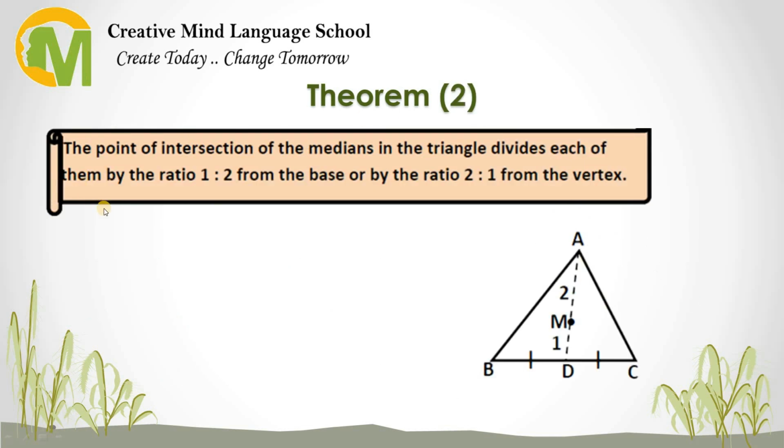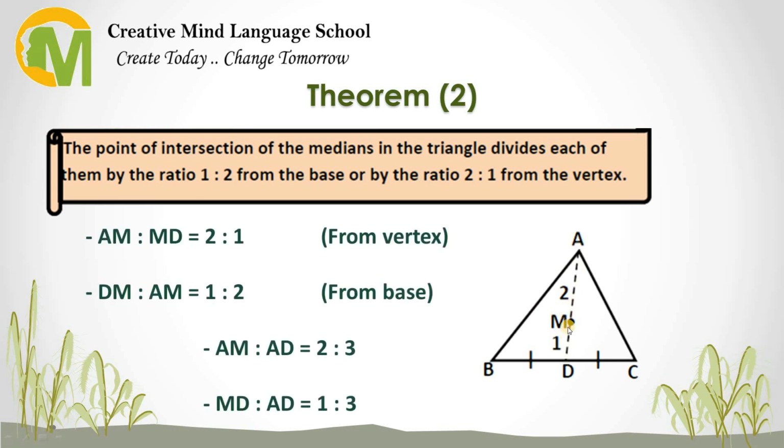Theorem 2 of medians. The point of intersection of the medians in the triangle divides each of them by the ratio 1:2 from the base, or by the ratio 2:1 from the vertex. Here we have a different rule. Each median is divided into 2 parts according to the point of intersection of the medians. Here we have M divides median AD into AM and MD.